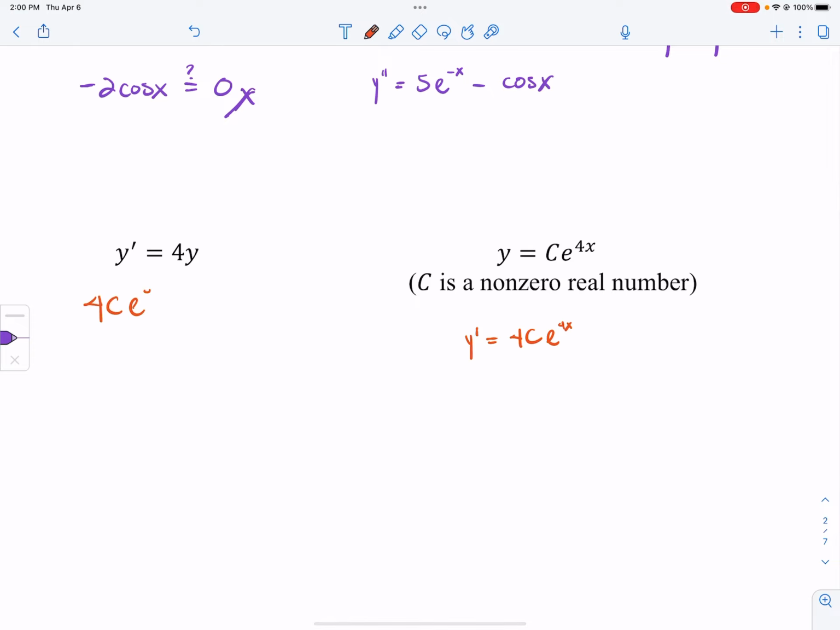4c e to the 4x, and then we have 4 times c e to the 4x. And right away, you can see that those would be equal to each other. So yes, y equals c e to the 4x power is a solution to that differential equation.